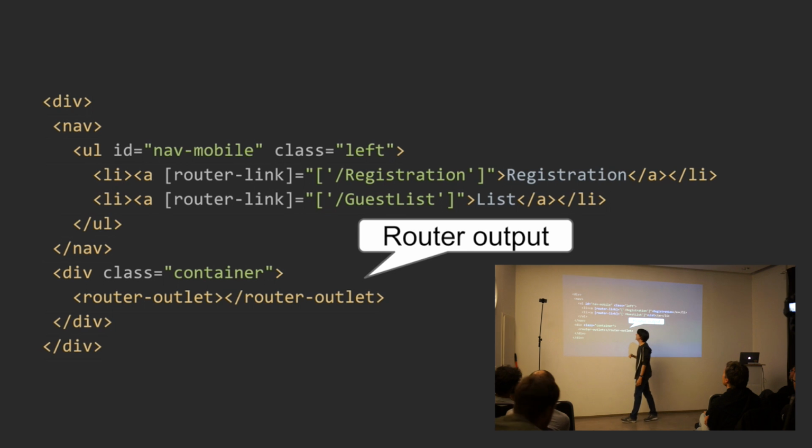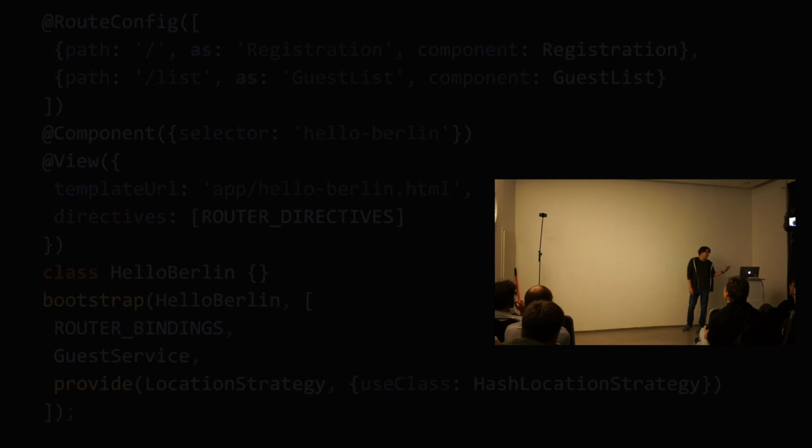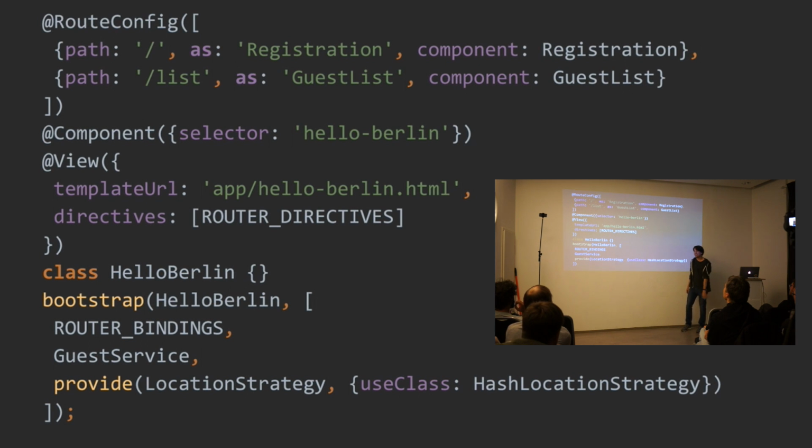You also have these things for the router links. So you're going to say, OK, whenever I click on this link, I want you to somehow find this thing, which is an array. And I don't understand why. It used to be a regular name. And it's going to go to the registration page, or it's going to go to the guest list page. So this is how you configure it.